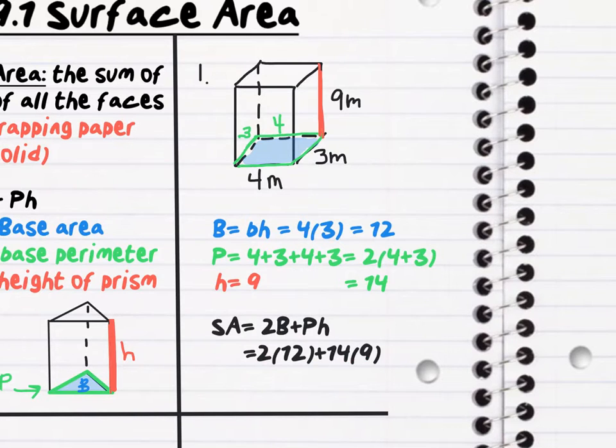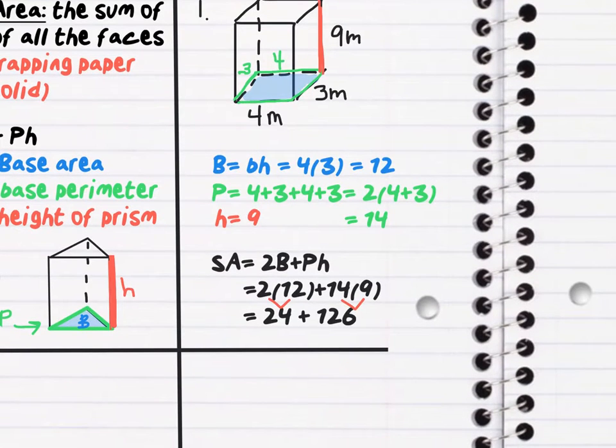And then from here we have to do order of operations. So be careful how you enter it in your calculator. You have to make sure you multiply the 2 and the 12 first, and then the 14 and the 9 separately. So then, at the end we'll have 24 plus 126. We add that together and that is our surface area.